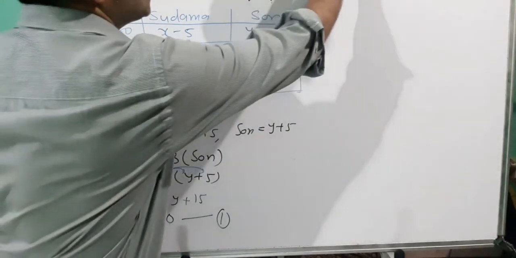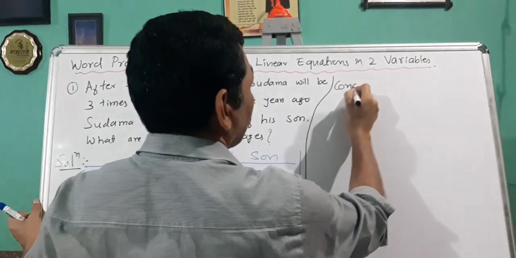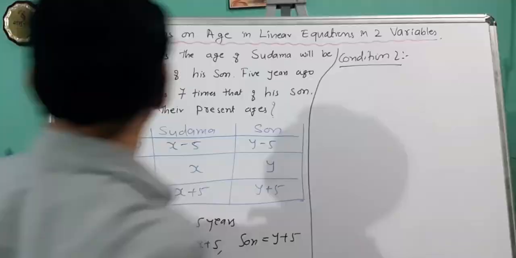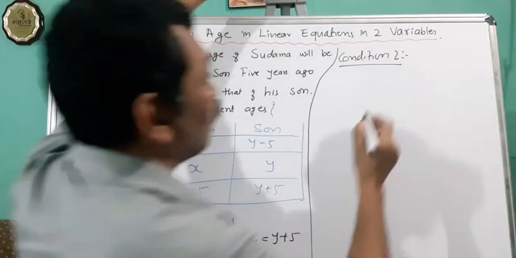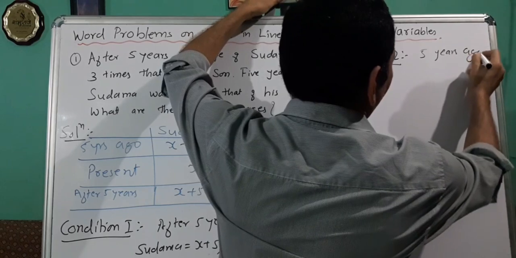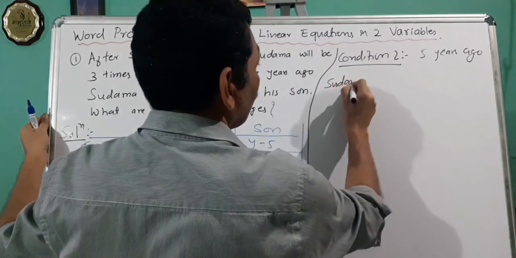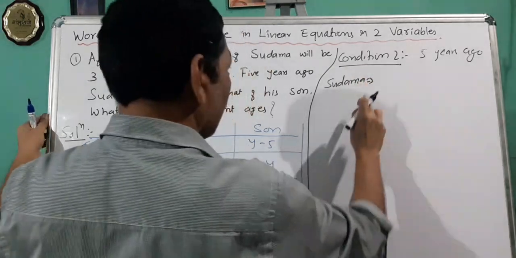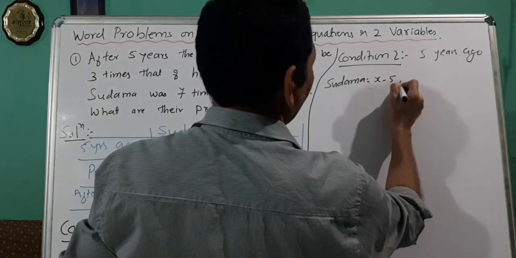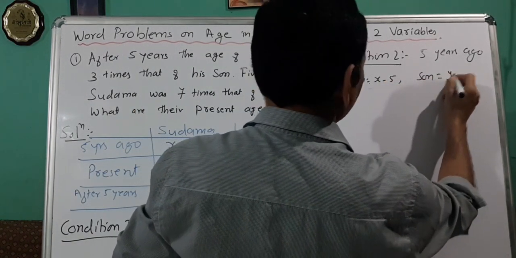I'll go for condition 2. What is condition 2? 5 years ago. 5 years ago, what was the age of Sudama? Sudama was x minus 5 and son was y minus 5.